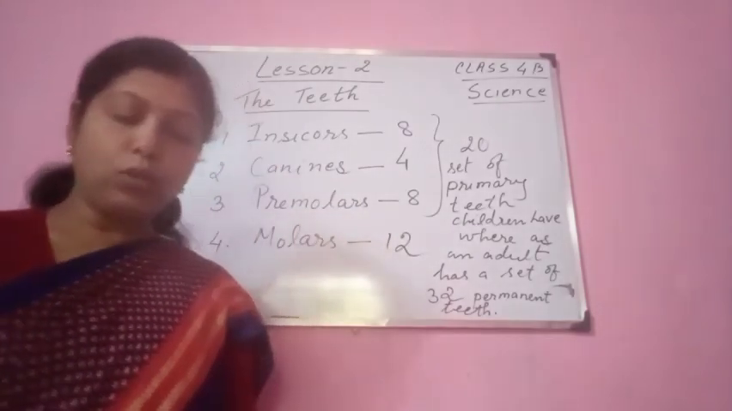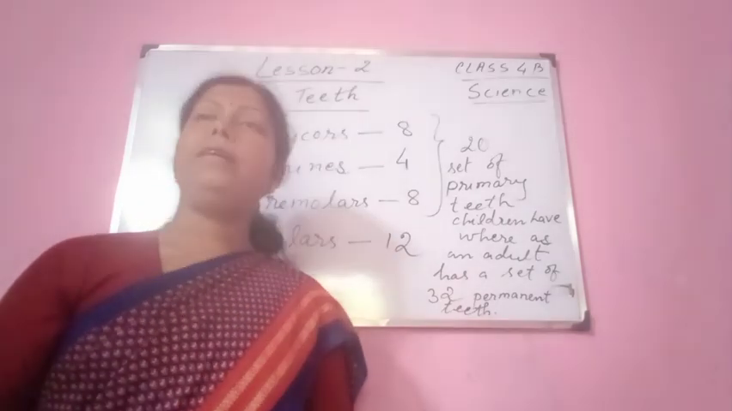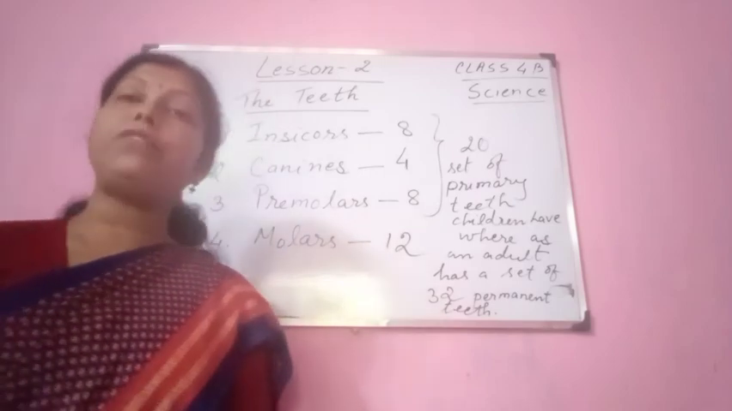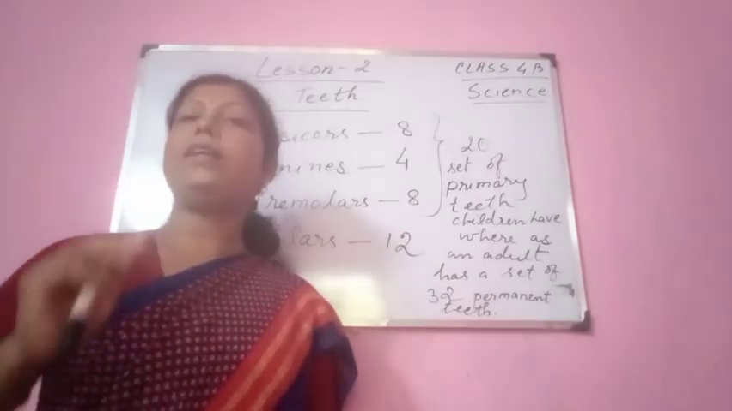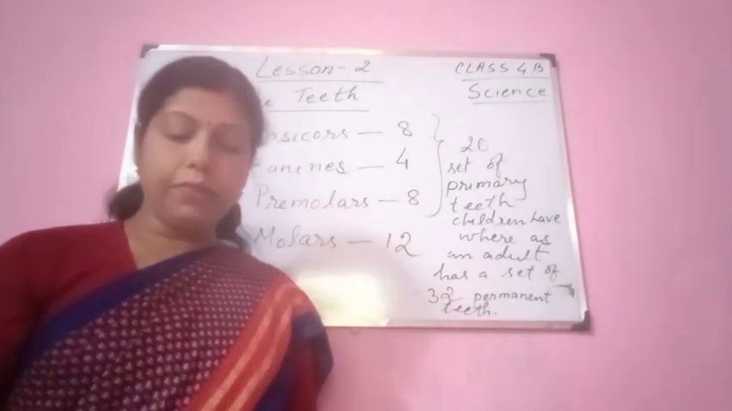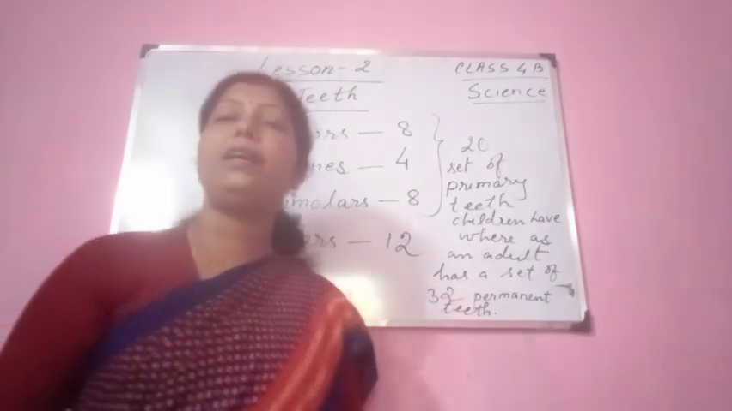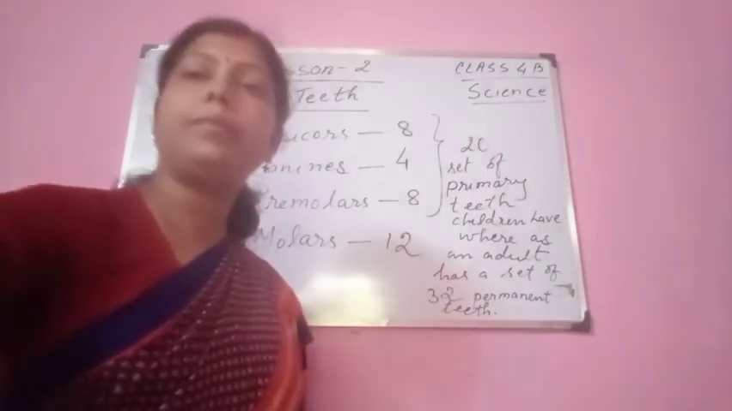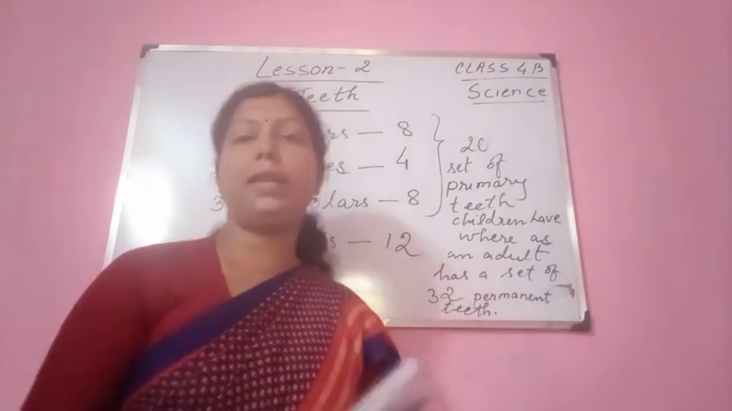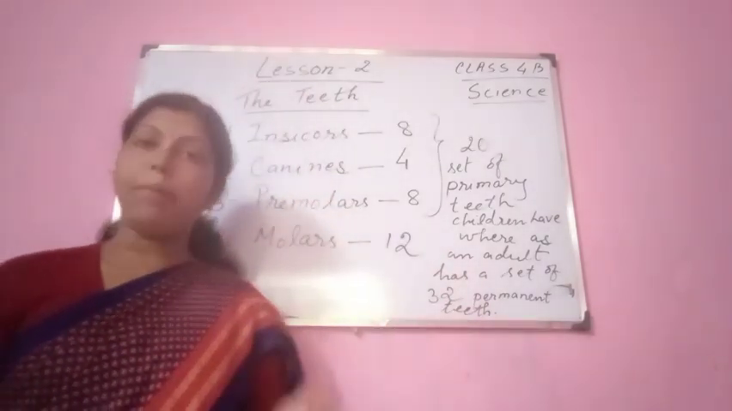A tooth is made up of three main layers. They are enamel, dentine and pulp. What are the three main layers? First one is the enamel, we are going to discuss. Then is the dentine. Then is the pulp. You see here, a tooth is made up of three main layers: enamel, dentine and pulp.